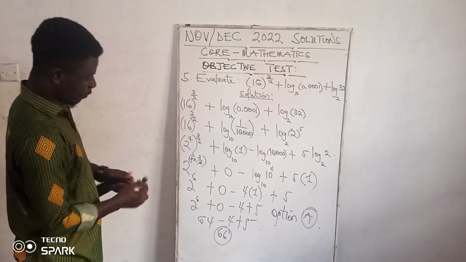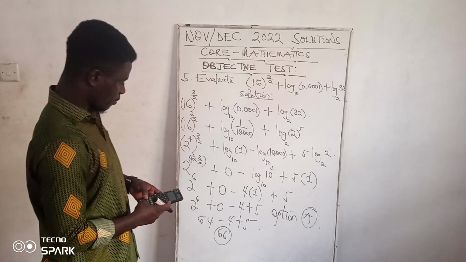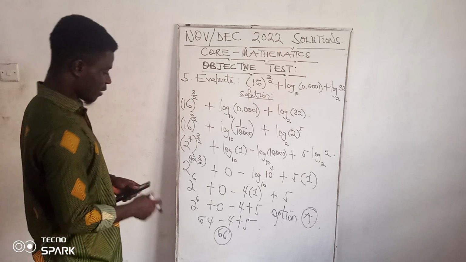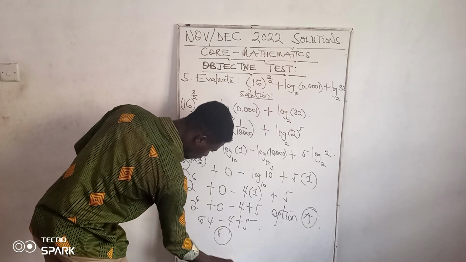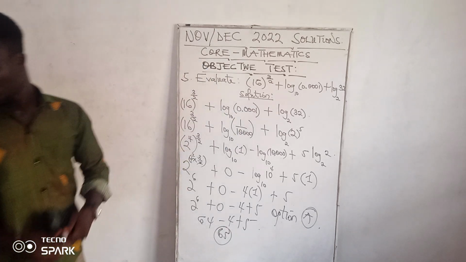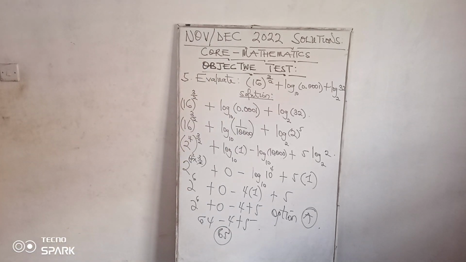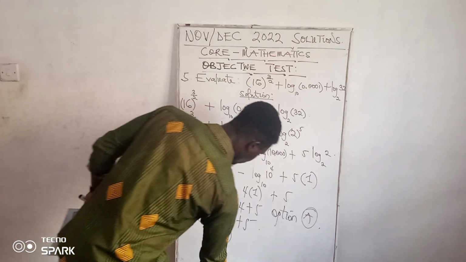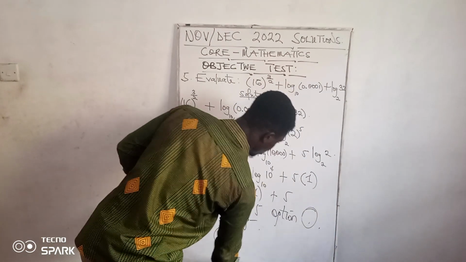So I get 64 minus 4 plus 5, which is 65. So the answer is not 66, it's 65, which is option B.